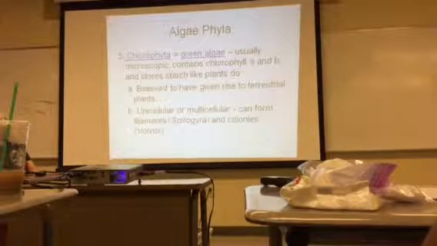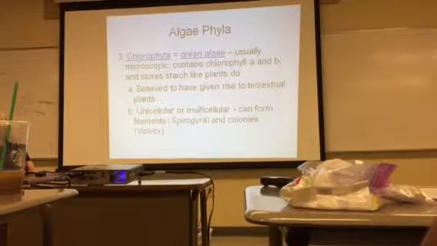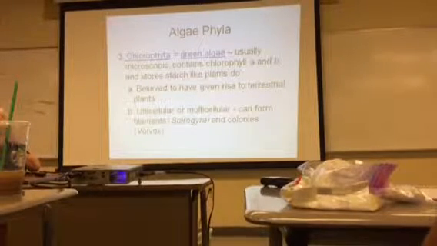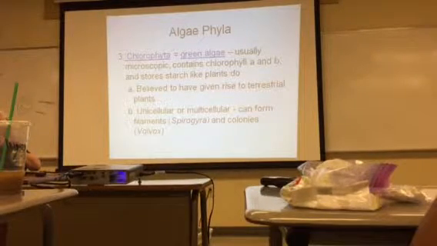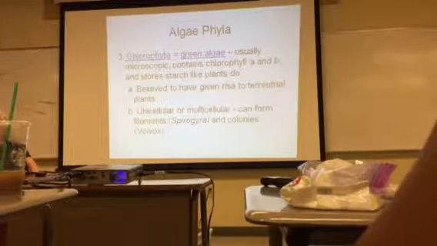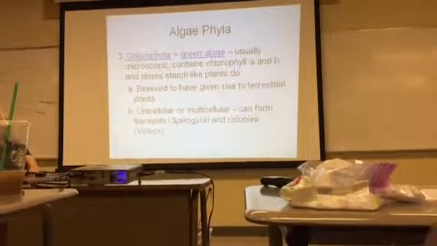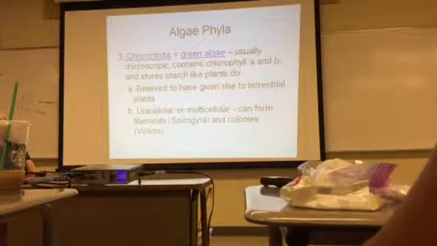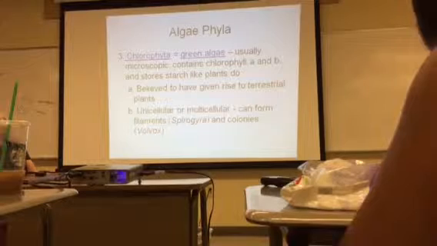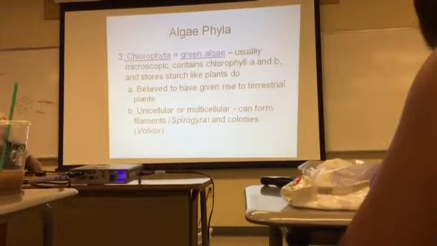Microscopic, contains both chlorophyll A and B, and it stores starch just like plants store starch. They believe that this chlorophyta, the green algae, gave rise to terrestrial plants. There are unicellular or multicellular forms of algae or chlorophyta, and they can also form filaments.